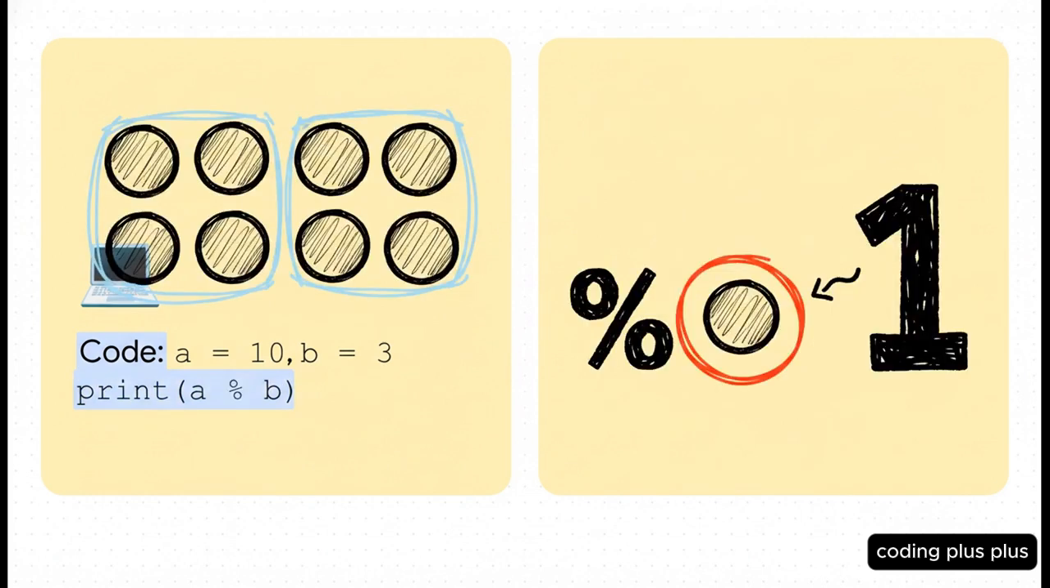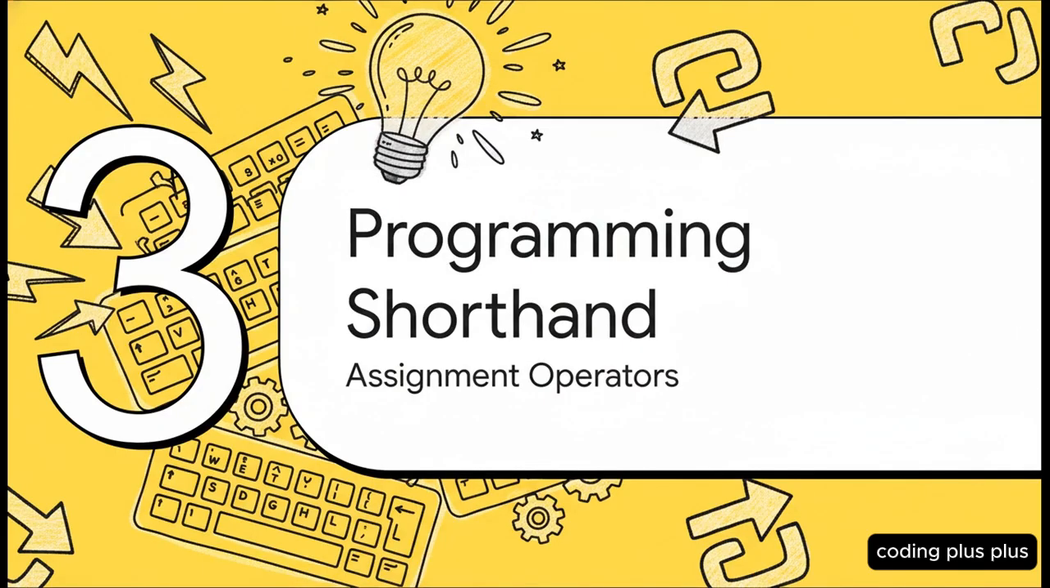Now this one is a secret weapon. It's the modulus operator, that little percent sign. It doesn't give you the answer to the division, it gives you the remainder. So 10 divided by 3 is 3, with 1 left over. That's why 10 modulus 3 gives you 1. This is a game changer for things like checking if a number is even or odd. So useful.